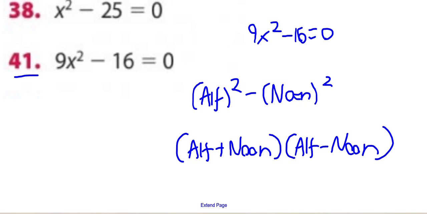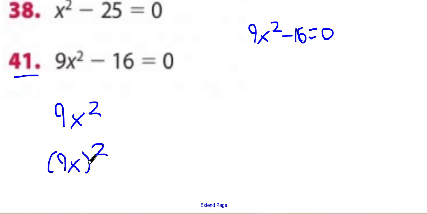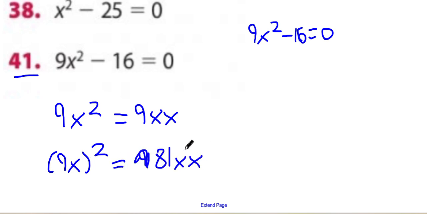Now here's what we're going to do. We're going to square root the 9. And I also taught you the difference. What's the difference between 9x squared and 9x bracket squared? Does anybody remember the difference? This one is 9 multiplied by x multiplied by x. The squared only works on the x. However, in this one, what is it? It's 81xx, or 81x squared. Agreed?